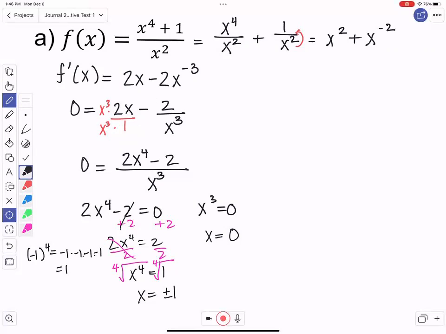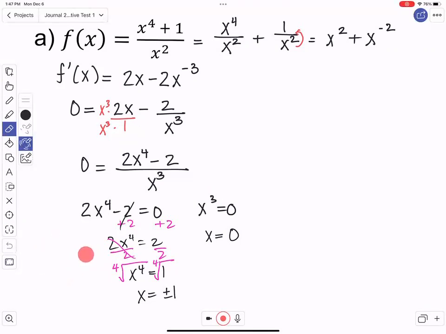So what did you guys notice about even roots? Whenever you have an even root, it's always a plus and minus. Odds don't care about the signs as much. It's never a plus and minus, whatever's inside. So even roots are always plus and minus. That's a good observation to make.